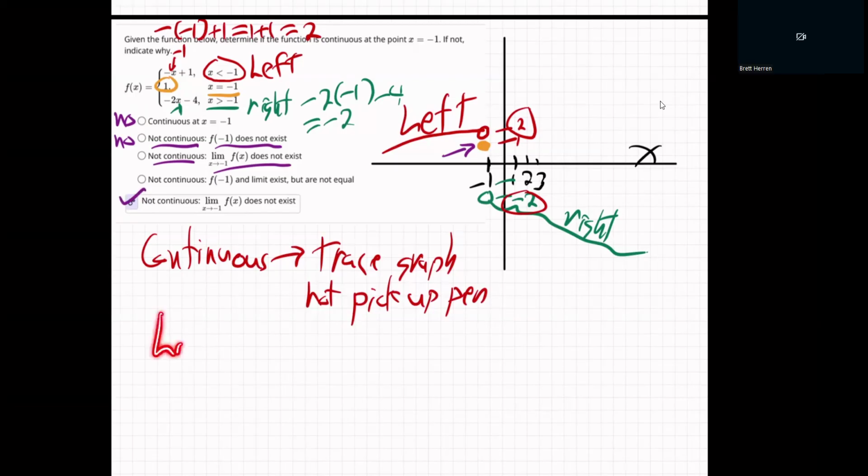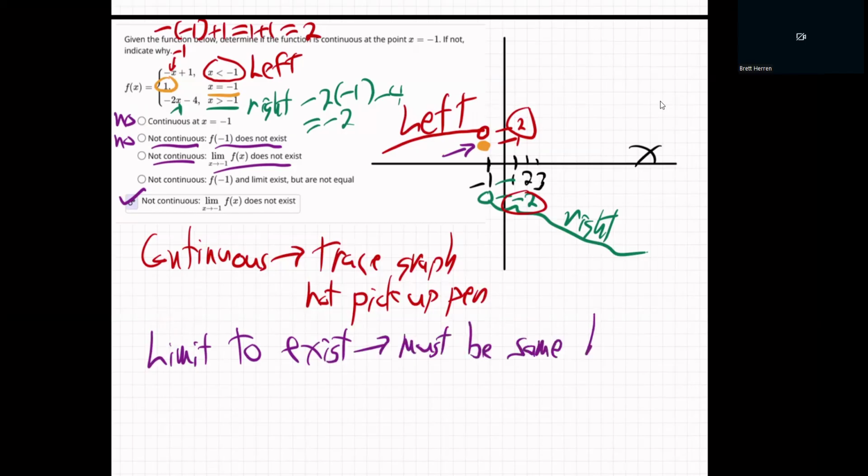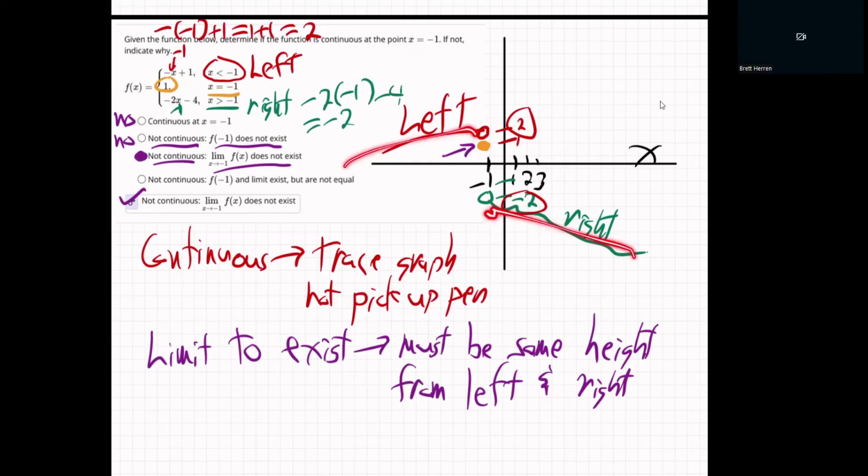Because remember, for a limit to exist at a point, it must be the same height from the left and the right. So for a limit to exist at a point, it's got to be coming in at the same height. From the left and from the right, it's coming in at different heights. That's the problem. That's why it's not continuous, because the limit doesn't exist there. So how could it possibly be continuous?